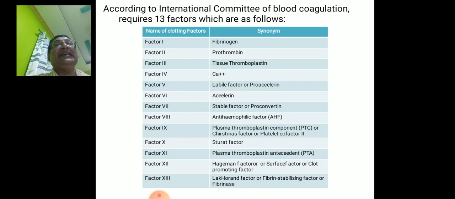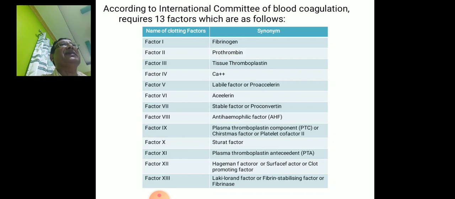In my next slide, I have shown you 13 factors. According to the International Committee of Blood Coagulation, 13 factors are required, which are as follows. Factor 1, popularly known as fibrinogen. Factor 2, prothrombin. Factor 3, tissue thromboplastin. Factor 4, calcium ions, divalent ions. Factor 5, labile factor or proaccelerin. Factor 6, accelerin. Factor 7, stable factor or proconvertin. Factor 8, the antihemophilic factor.